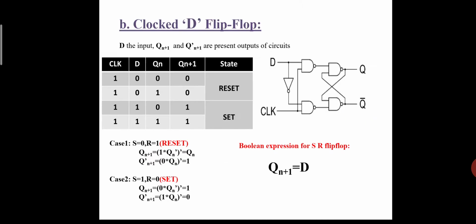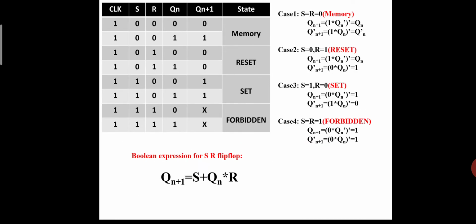So for 0 0 input, if the past output is 0, the output Qn plus 1 is 0, and for 0 0 when the past output is 1, the output is 1, which indicates memory, no change.